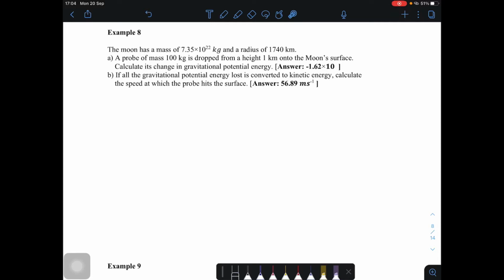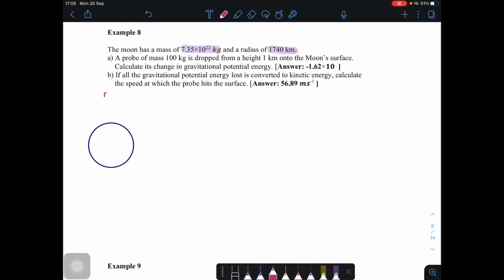Okay, next one, example. The moon has a mass of 7.35 × 10^22 kg and a radius of 1740 km. A probe of mass 100 kg is dropped from a height of 1 km onto the moon's surface. Calculate its change in gravitational potential energy. So we are given the moon here, with a mass of this and a radius of this, and then we have a probe with mass 100 kg is dropped from a height of 1 km.